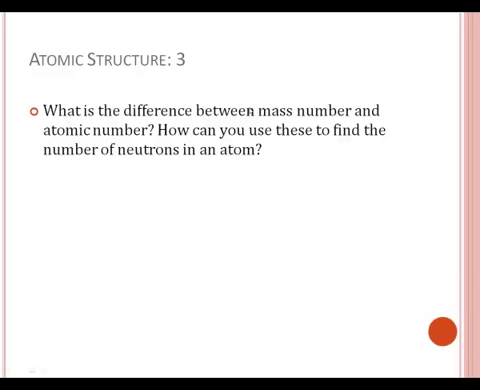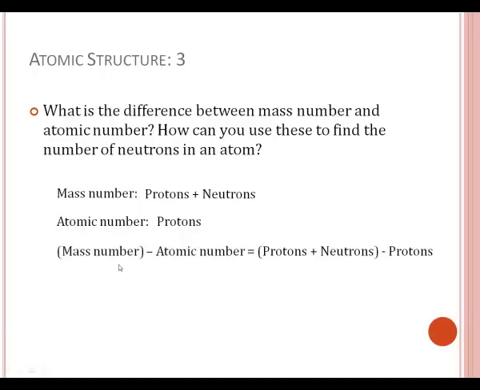What is the difference between mass number and atomic number? How can you use these to find the number of neutrons in an atom? Well, first, the mass number, again, this is from last slide, most of the mass comes from protons and neutrons, so the mass number is the sum of protons plus neutrons. The atomic number is equal to the number of protons, and one way you can remember that is with AP. A stands for atomic number, and P stands for number of protons.